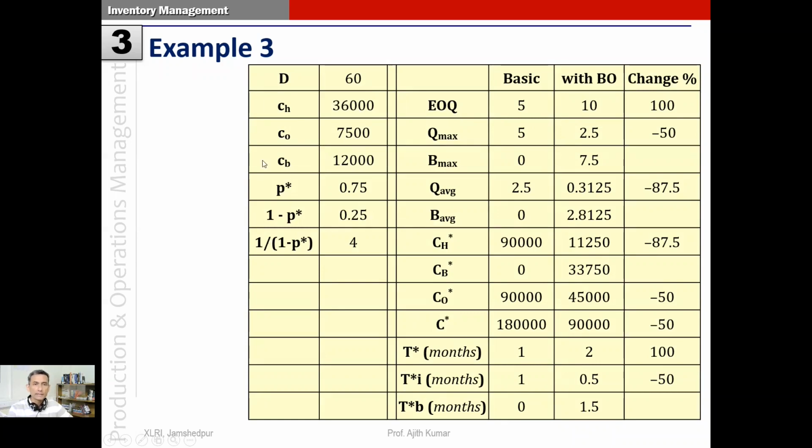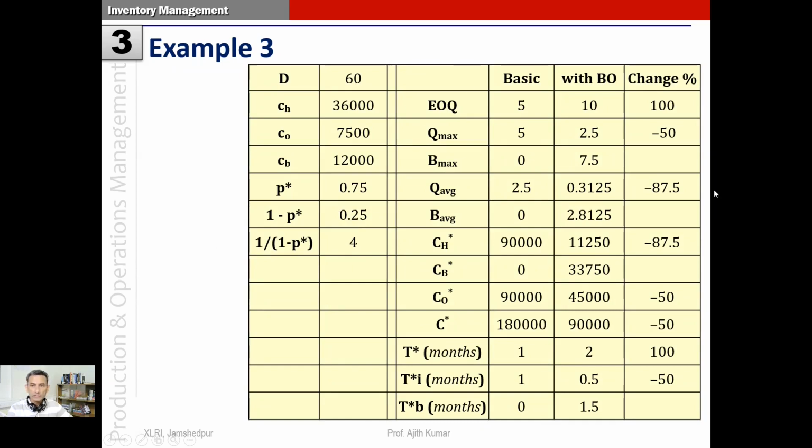So by applying the back ordering formulae, we get that the optimal proportion of time that back ordering should happen is 0.75. And the opposite, when the on-hand inventory exists, is 0.25 proportion of time. And this 1 by 1 minus P star was computed just to make it easy for applying some of the formulae which have this in their factor.